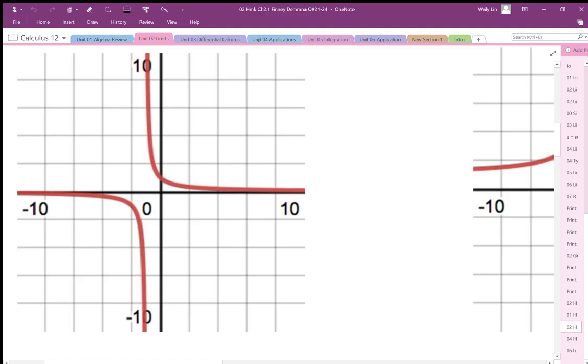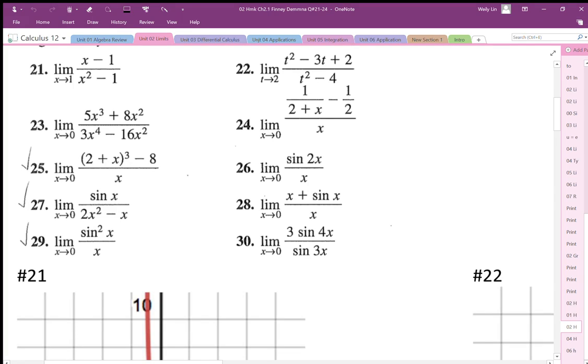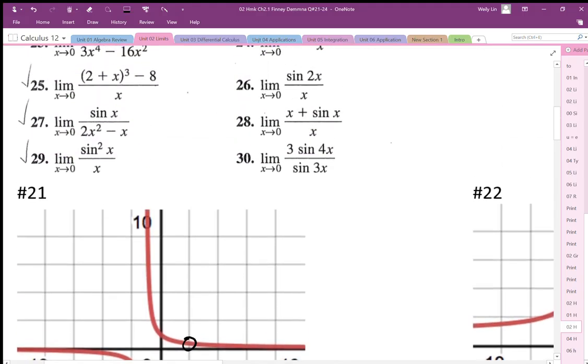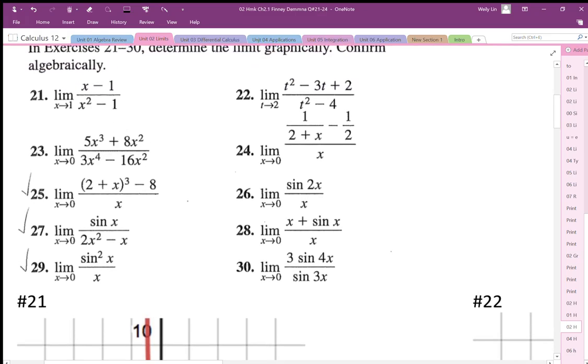Okay, so there's the graph of number 21, and it asks what is the limit as x approaches 1. So as x approaches 1, we're going to get this value right there. Okay, and that value looks like it's somewhere around maybe 1/2 or something like that. So how am I going to figure this out algebraically?